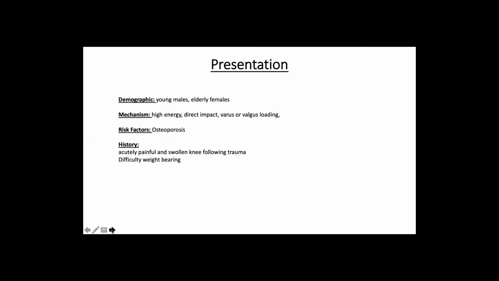Again, as we said, risk factors are osteoporosis specifically. These patients typically present with acutely painful swollen knees or legs following trauma, and they have difficulty weight bearing, but not all, and we'll go into that in a bit more detail in a moment.